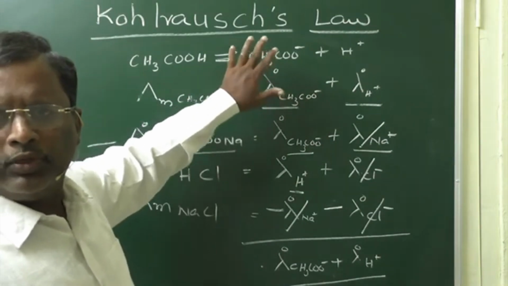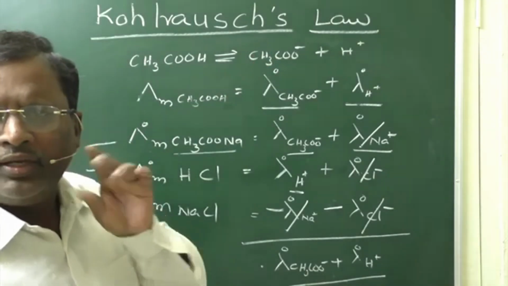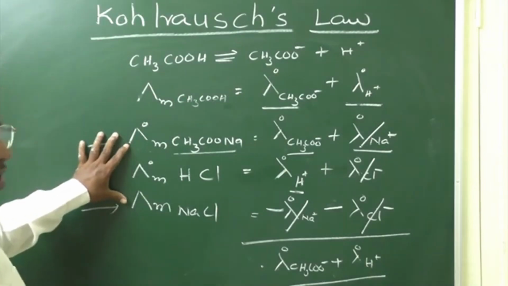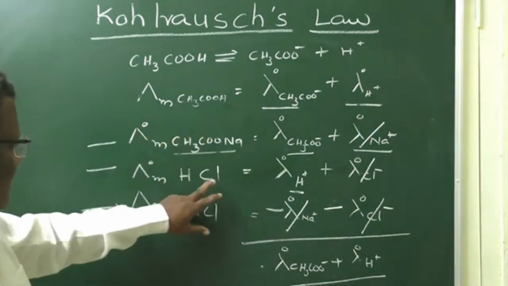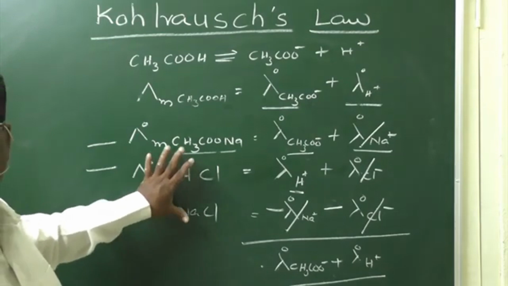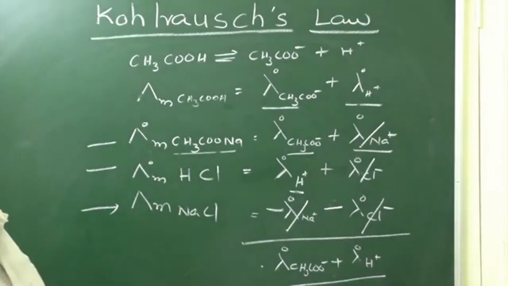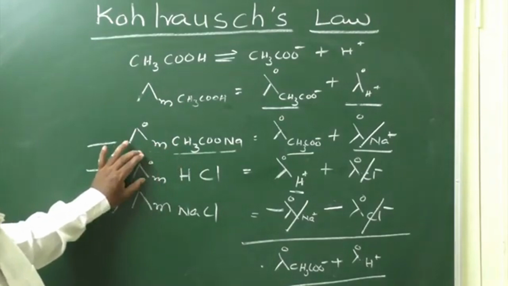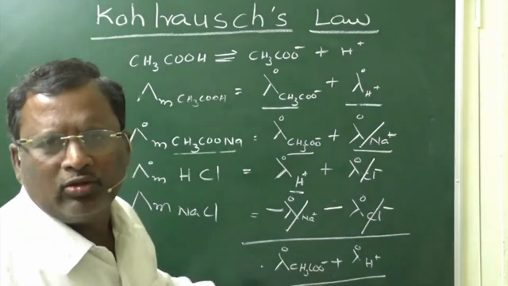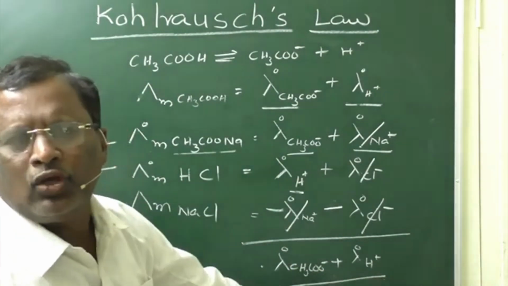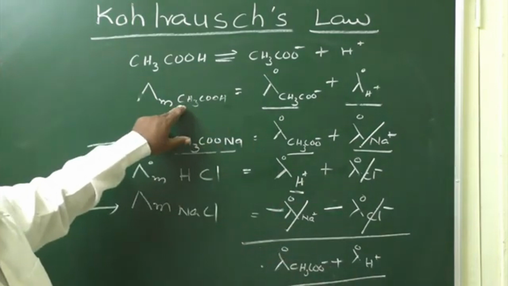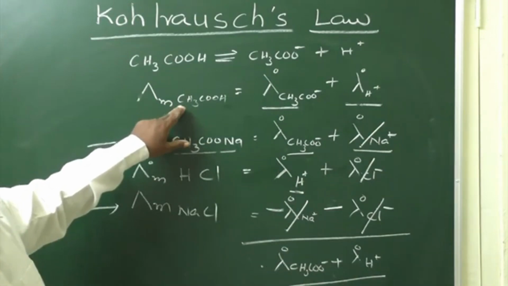Experimentally, it is not possible to determine the limiting molar conductivity of acetic acid, but we can determine the limiting molar conductivities of the strong electrolytes CH3COONa, HCl and NaCl. These values can be determined experimentally because they are strong electrolytes. From these values, you can derive indirectly the sum of the limiting molar conductivities of acetate ion and H plus ion, which will be equal to the limiting molar conductivity of acetic acid.